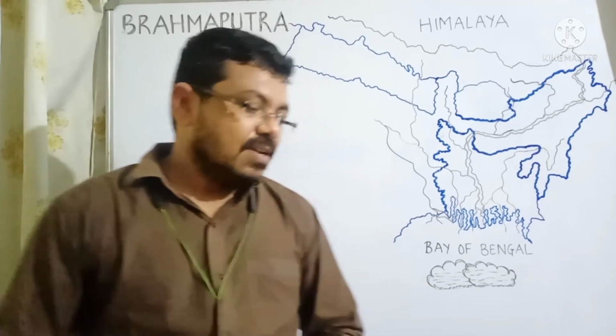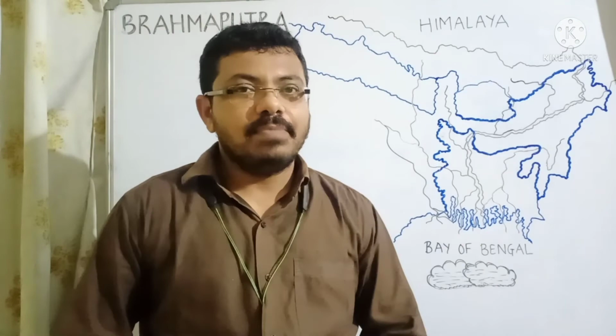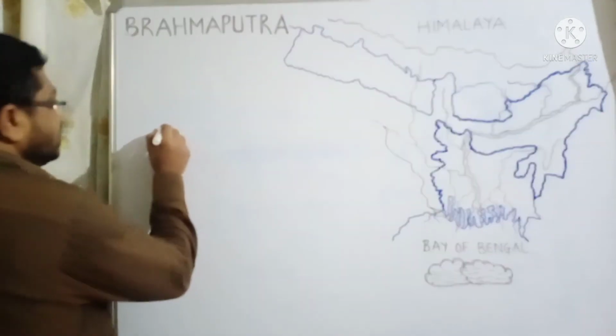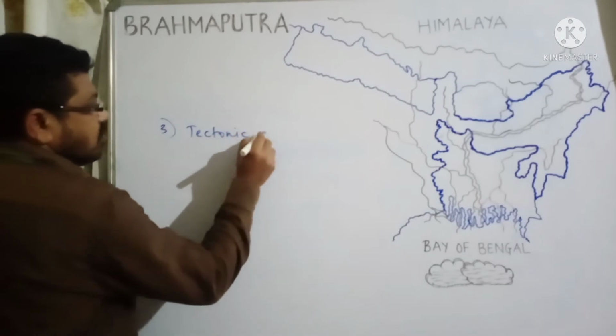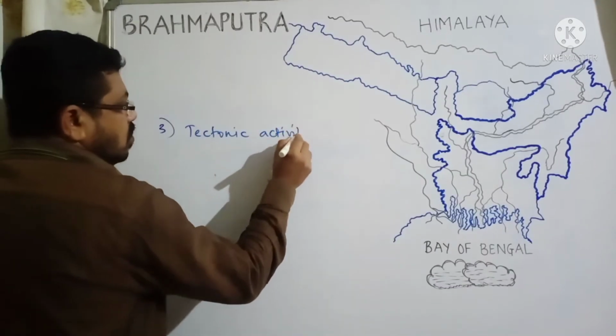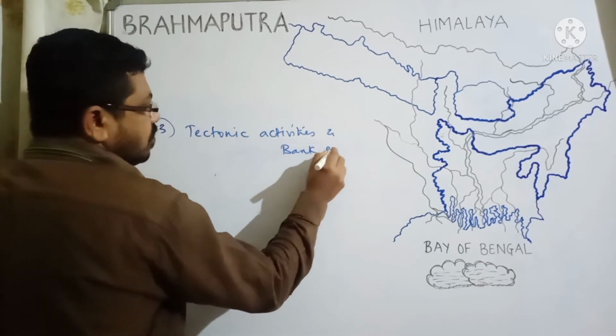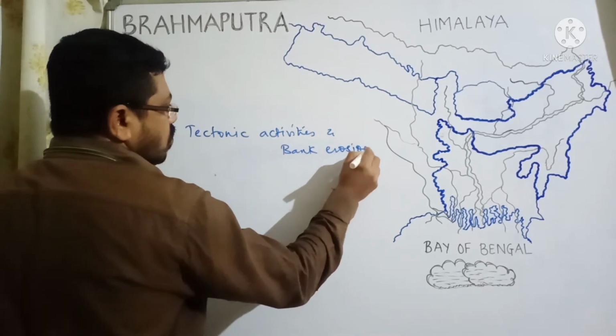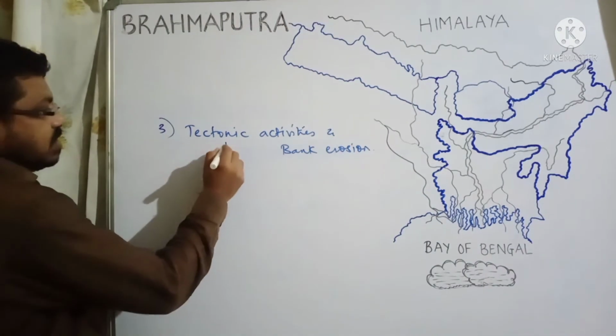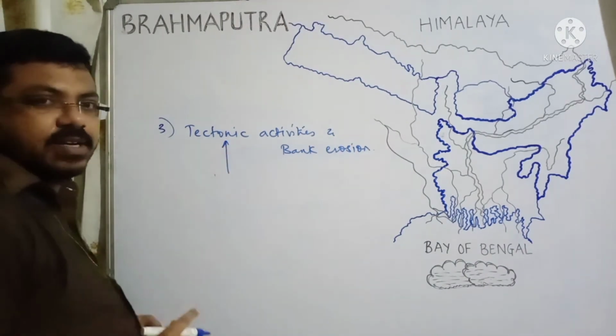Idea is the tectonic activities and bank erosion. This is our third idea. Tectonic activities and bank erosion. Okay, what is tectonic activity? The movement of tectonic plates, right?